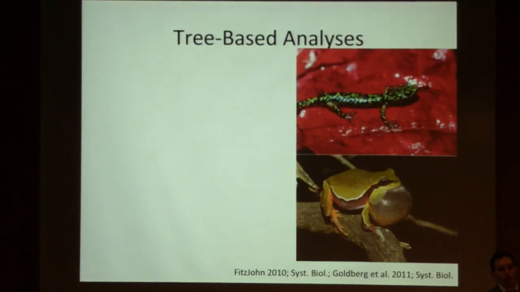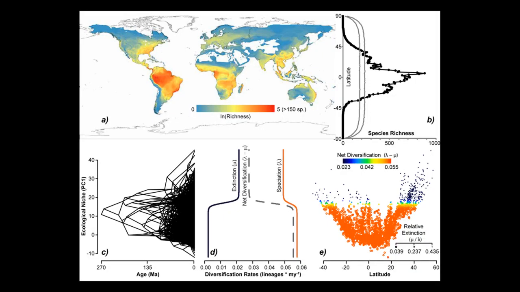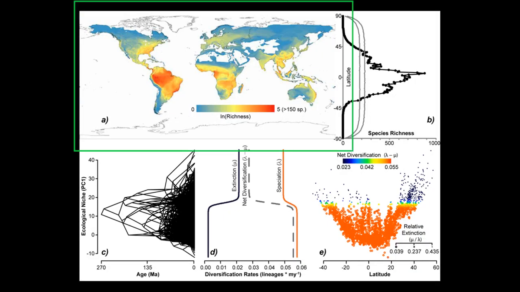And so the first thing we did was we looked at some tree-based analyses, using two algorithms, QuaSSE and GeoSSE, asking whether or not climate, so the temperature, precipitation, energy, or the area, whether or not they're temperate or tropical, causes rates of speciation and extinction to vary. Somewhat unsurprisingly, it does. So this is our same map here.